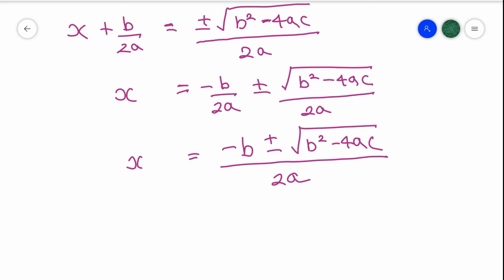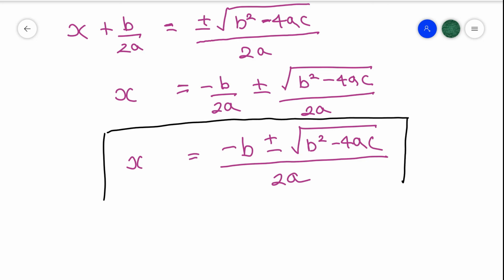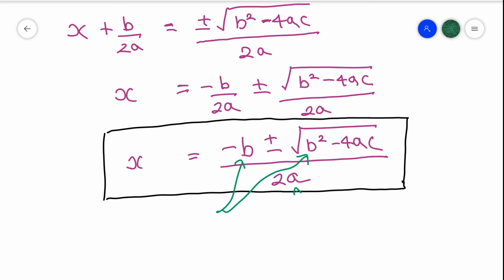We have been able to derive the formula that is used to solve quadratic equations. Here we can see that the values of a, b, and c can be substituted into this formula to get the solutions for the quadratic equation that we are after.